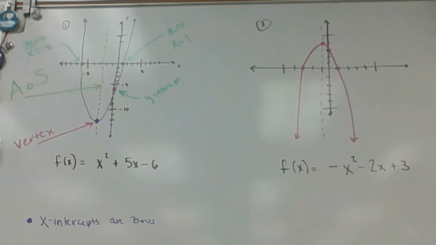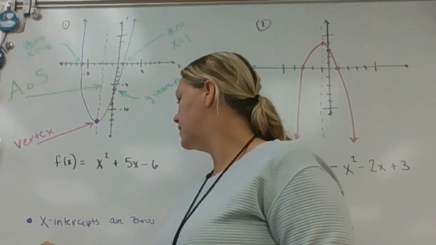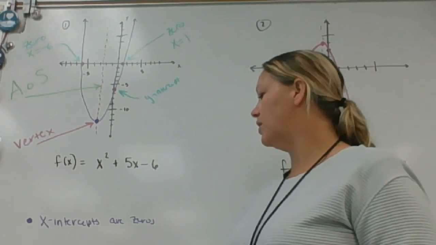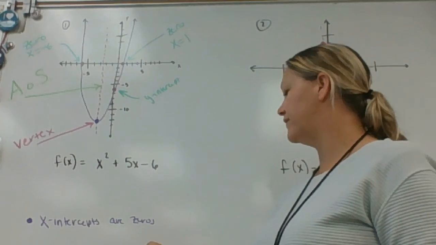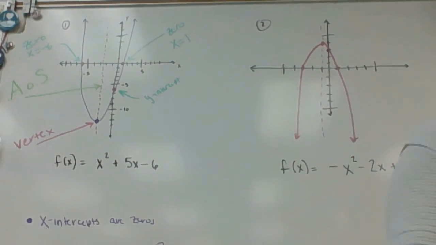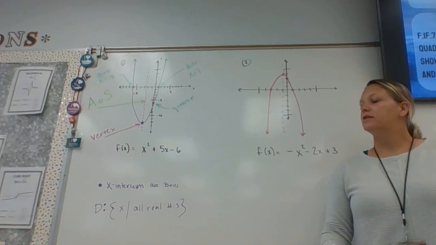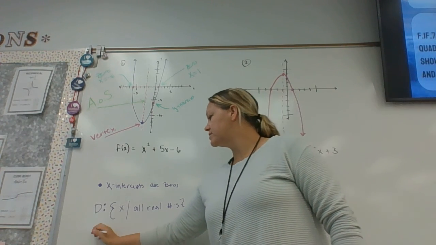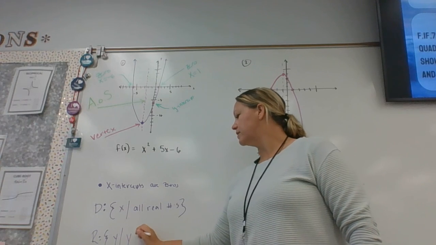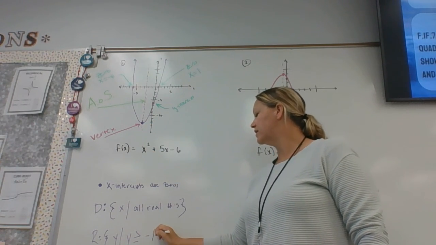Alright, domain and range. So for number one, the domain, what x values will work? Well, all x values will work on this graph eventually. So we say all real numbers. Eventually the arrows go up and out forever, so it'll hit everything. The range is limited. The y values are going to be greater than or equal to just about -12 here.